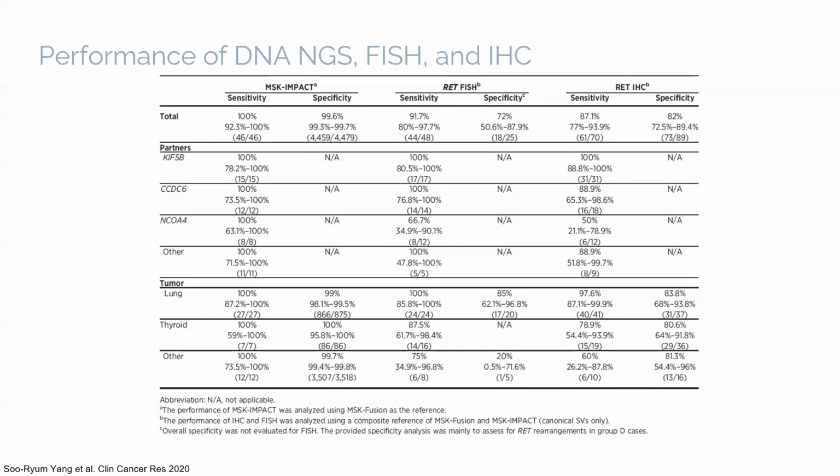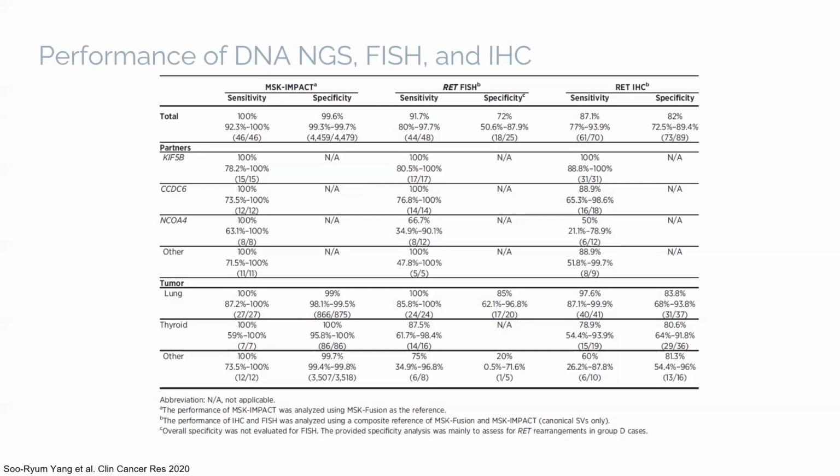rearrangements detected by DNA-based NGS that didn't result in fusions at the RNA level. These DNA level rearrangements often did not include the kinase domain of RET, which were predicted to be out of frame and involve novel partners. RET FISH had an overall sensitivity of 92%, with 100% sensitivity for all fusions except those involving NCOA4. NCOA4 RET fusions were only detected around 2/3 of the time, and specificity was 72% in this cohort for FISH.